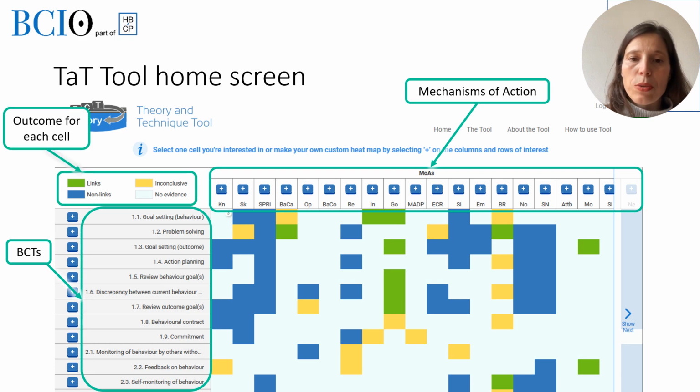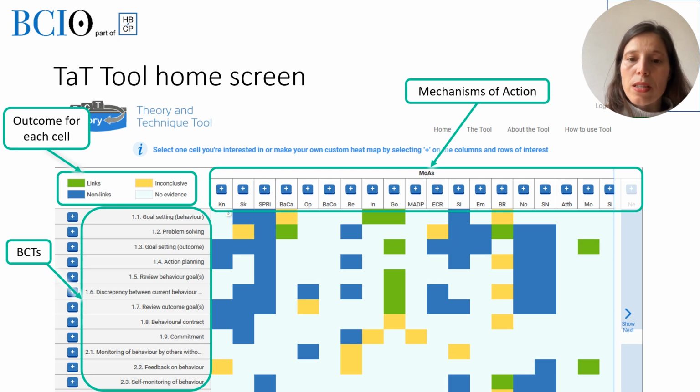So what can you do with this tool? You have information here for each of the cells that provides our knowledge about the links between each mechanism of action and each behavior change technique. So the cells that are in green represent links between them. The cells that are yellow represent inconclusive results. The cells that are blue represent that there are no links, and the ones that have a light blue represent no evidence between those links.